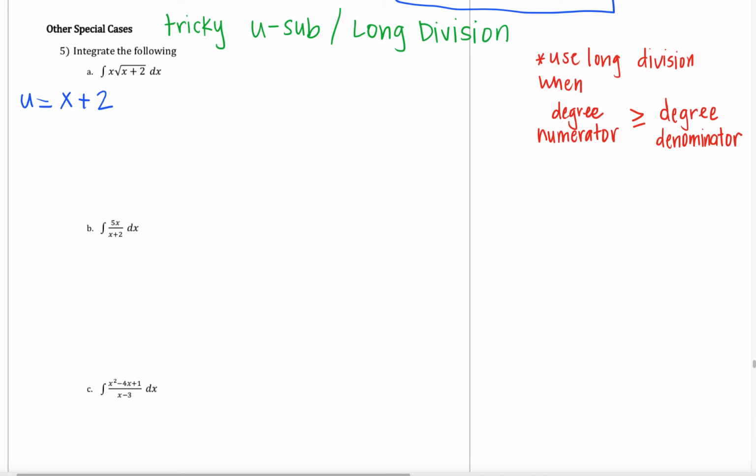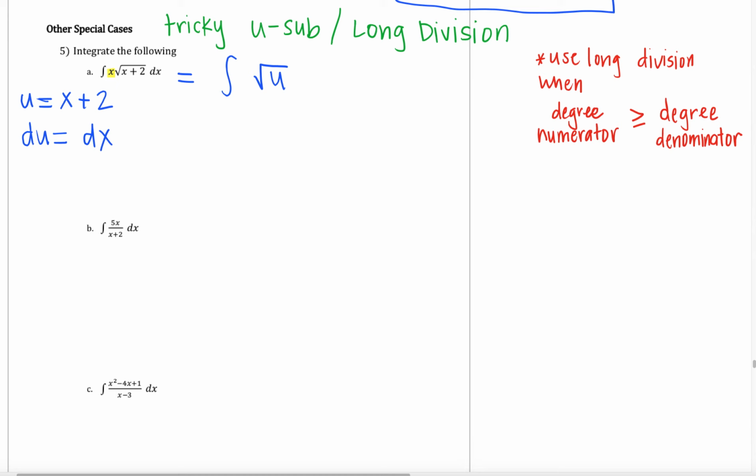U will be equal to x plus 2. We can find our derivative here. Derivative of x plus 2 would just be equal to 1 times dx, so our du equals the dx. The issue now is, well, what the heck do I do with this x that's outside? Well, let's set up what we know so far. Instead of it being the square root of x plus 2, we could get the square root of u. And then in place of dx, well, that's exactly what du is equal to. So there's nothing really that I can replace that x with.